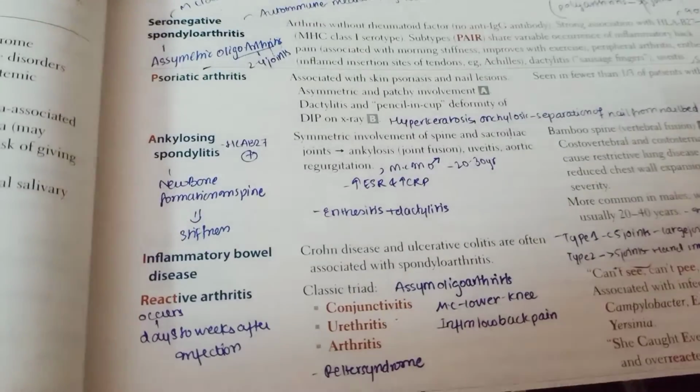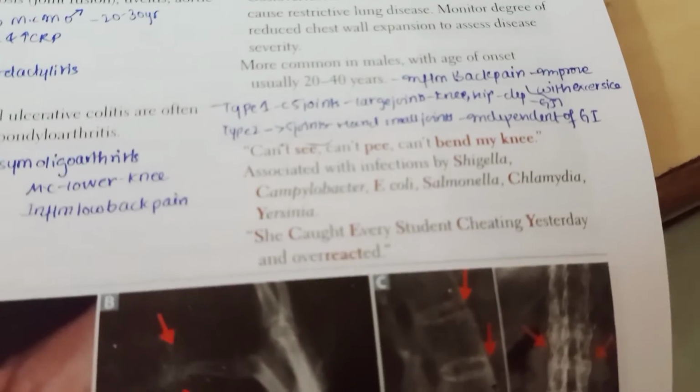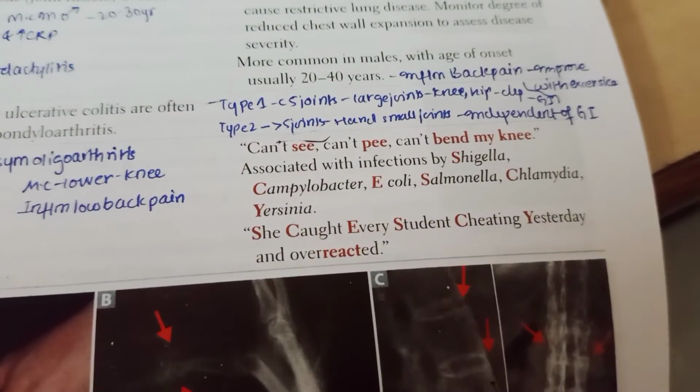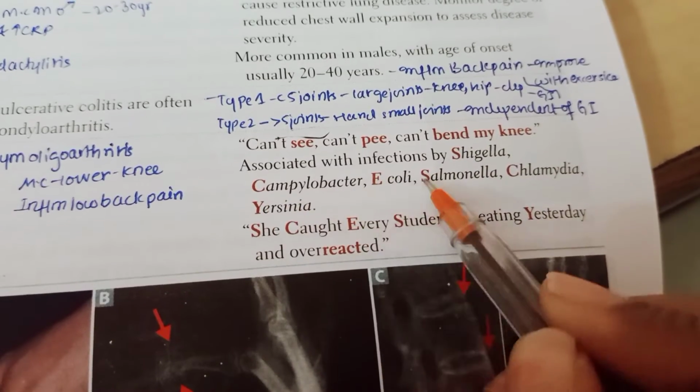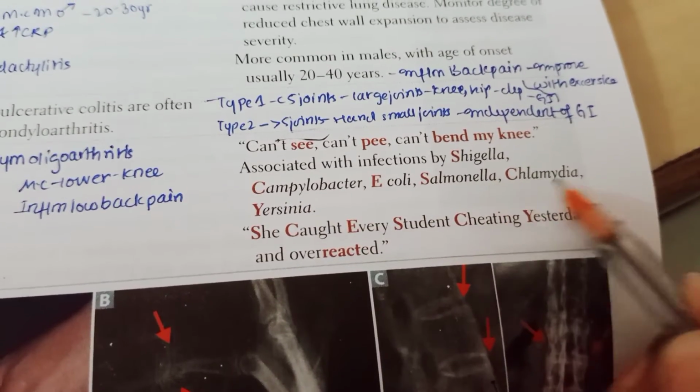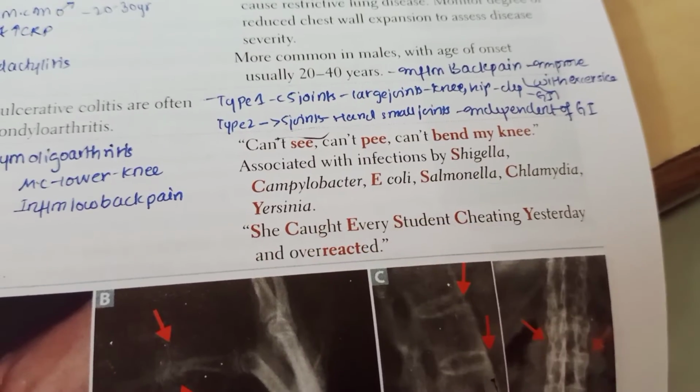Of course, these are all spondyloarthritis subtypes, so for all of them there will be lower back pain. And this mnemonic, as I already showed, can't see, can't pee, can't bend my knee. And what infections are mostly involved? Shigella, Campylobacter, E. coli, Salmonella, Chlamydia, Yersinia.